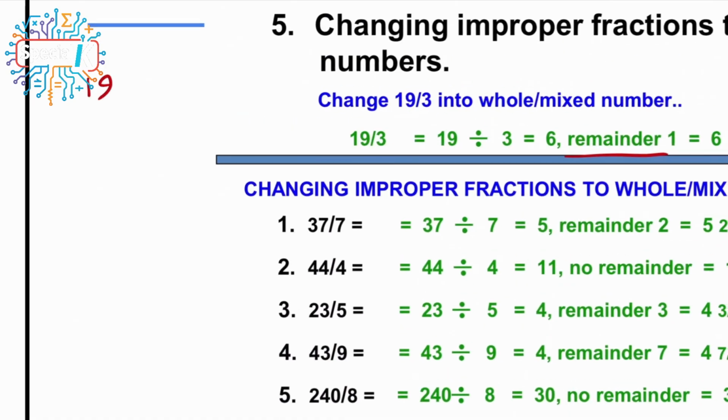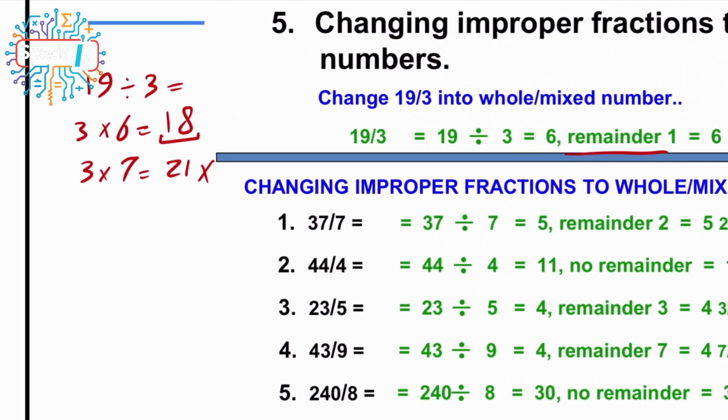19 divided by 3. In your mind, how many 3's, as if perfect 3's, do I have inside the 19? 3 times 6 is equal to 18. Cool. 3 times 7 is equal to 21. I don't like it. So 18 is the answer. It means that right now I do have 6 whole pizzas inside 19 slices, based on the fact that each pizza contains 3 slices. But here's the thing.